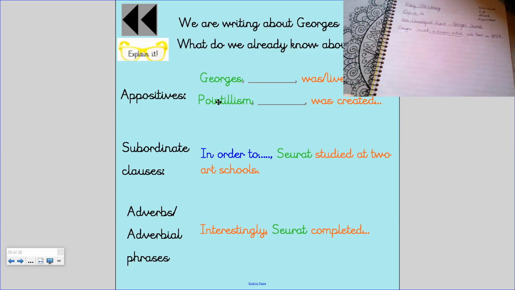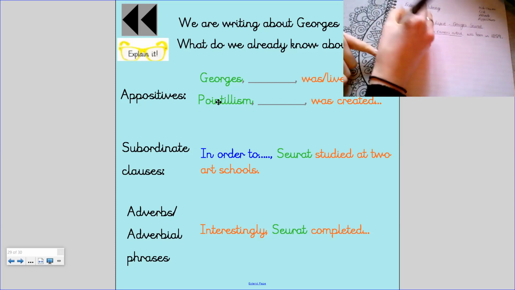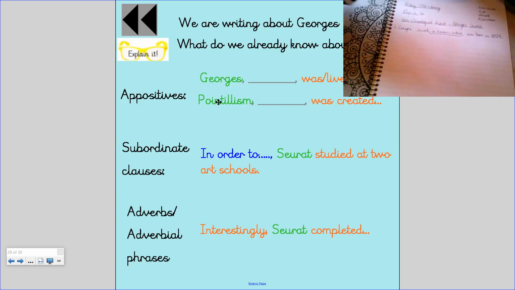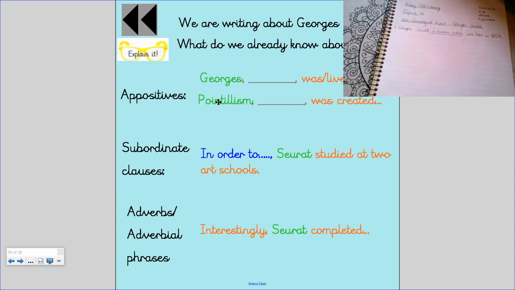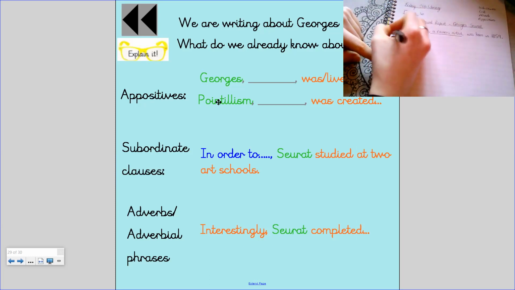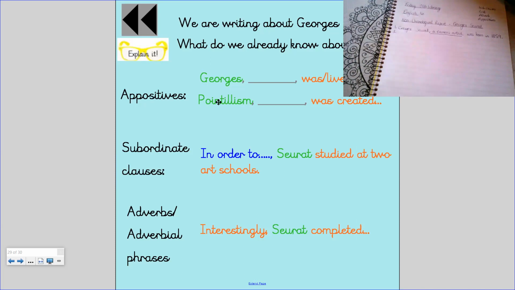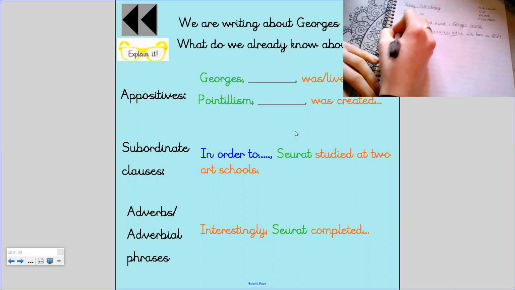Let's think about the 3 paragraphs that we're going to have. We're going to have 1 paragraph about George. So that's going to be this sentence. It is going to go in paragraph 1. Then paragraph 2, let's have a little look, is going to be about his education and his learning to be an artist. And then paragraph 3 will be about why he's famous. So pointillism can go in paragraph 3 because it's why he's famous. He created pointillism. So here, my main clause will be pointillism was created by Georges Seurat. That's my sentence.